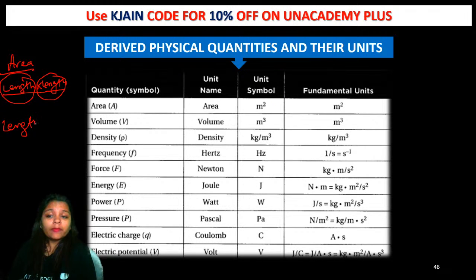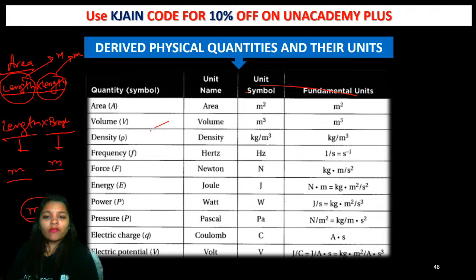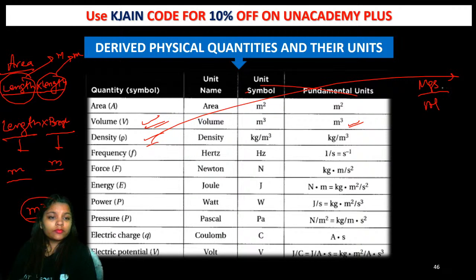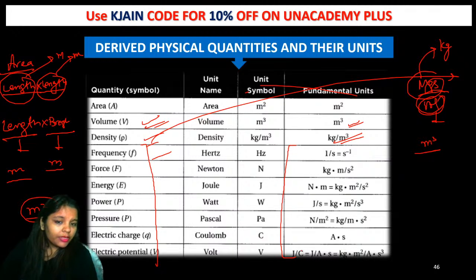Even if you multiply length into breadth, length has a unit of meter and breadth is also having a unit of meter. So this is nothing but meter square, that is derived from meter. Similarly, volume is nothing but meter cube. Density is nothing but mass by volume. Mass has a unit of kilogram and volume has a unit of meter cube, so we can easily say kilogram per meter cube. Similarly, other units can be derived.